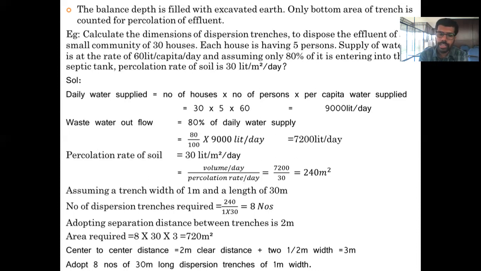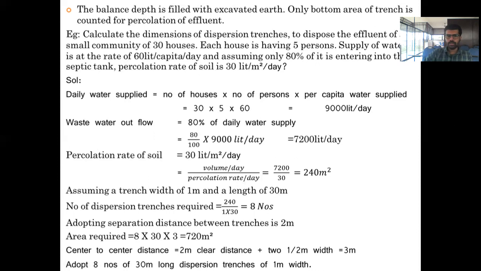Okay, so easily you can find it out. Number of trenches required will be the total area divided by the area of the trench. You will be getting the number. The area of the trench will be width into length, that is 1 meter width and 30 meter length. So 240 divided by 1 into 30 is equal to 8 numbers. So the number of dispersion trenches that you require is 8. So 8 dispersion trenches are required.